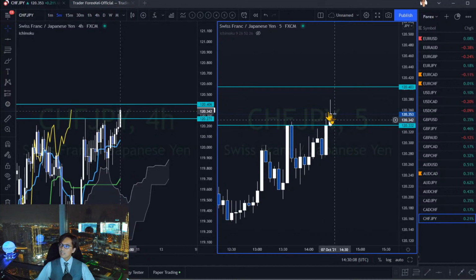Okay, so now in the 5-minute chart, the candlestick closed above the candles, right? Above the previous resistance. So this is good to go. This is the breakout. So from here, I will look for the buy chance.